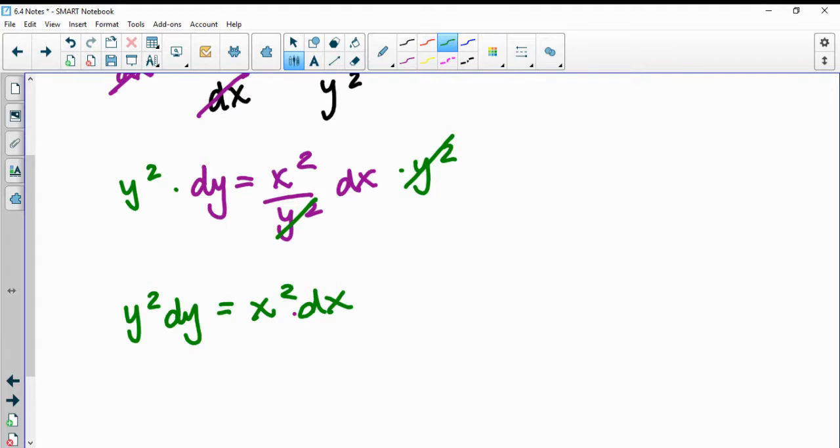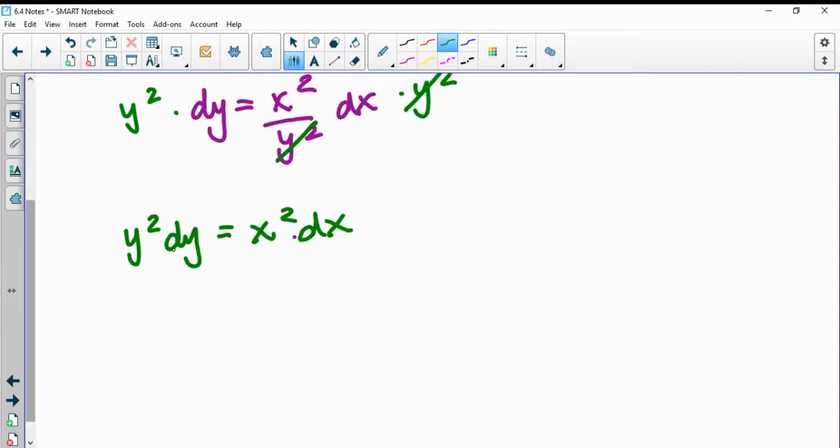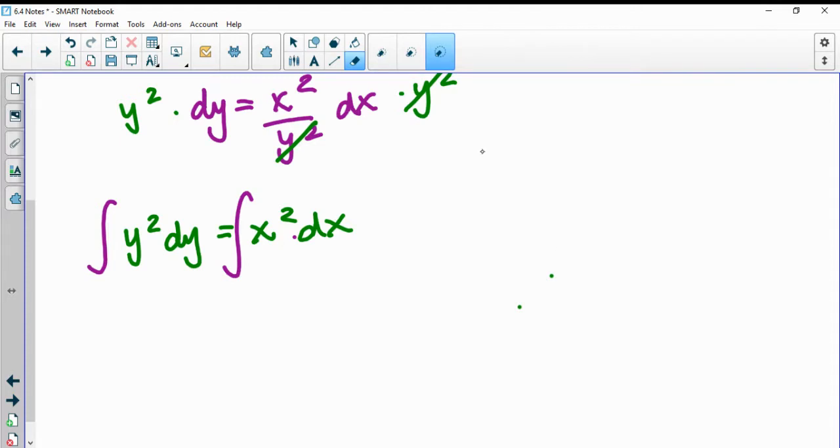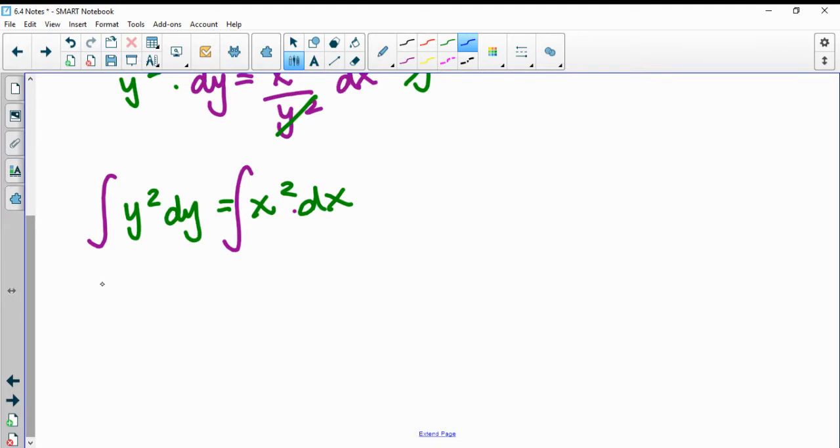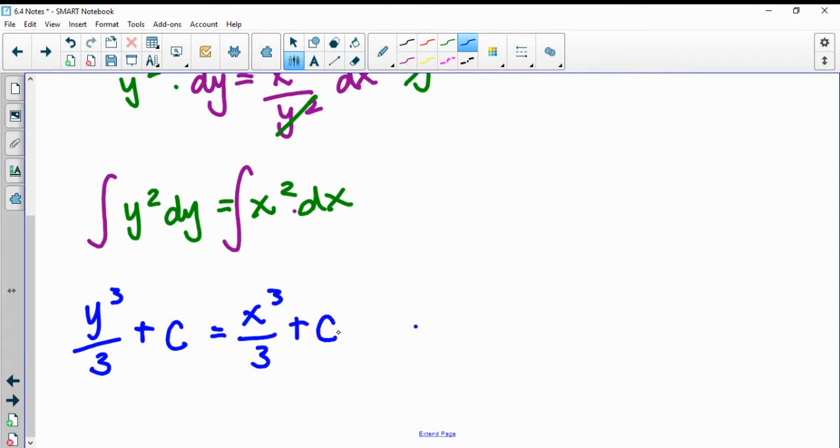Now I need to solve for y. And the way we're going to do this is with an integral, okay? The dy and the dx means this is a derivative, so you undo a derivative with an integral. So now we're going to do the integral on both sides, okay? And let's see, you do your add 1 and divide by it rule. So this would be y cubed over 3 plus c. Remember, it's generic, so you need a plus c at the end, and then equals. And then you do the rule on this side, add 1 and divide by it. So x cubed over 3 plus c.